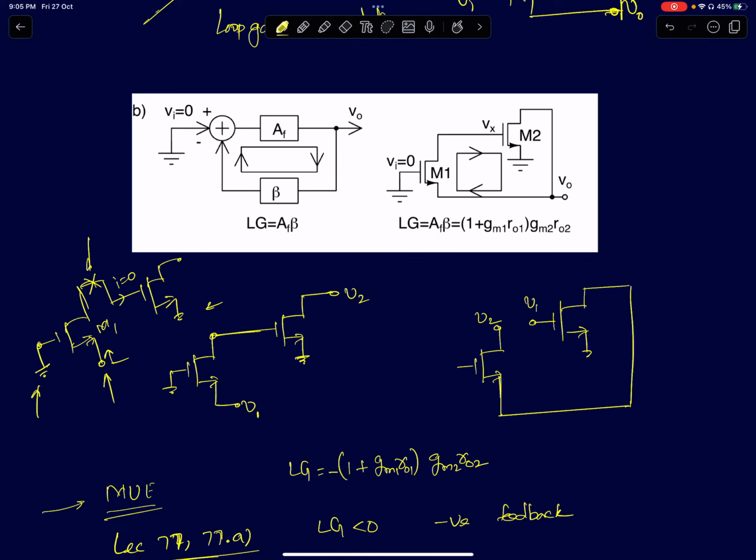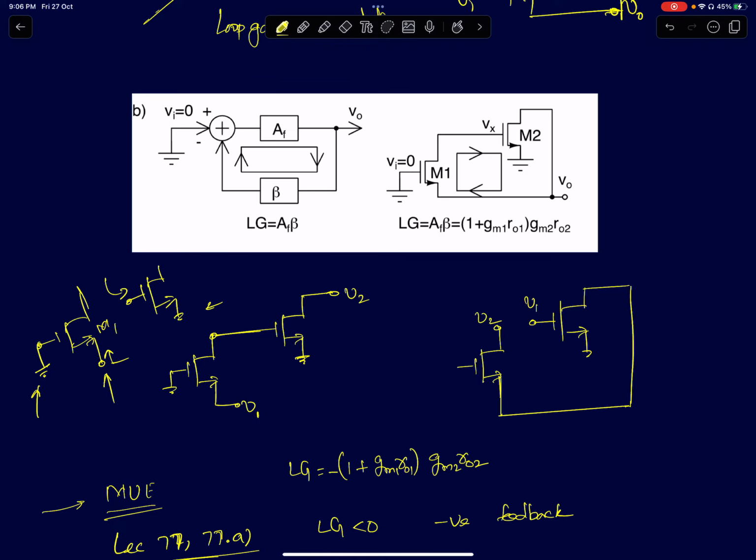Similarly, if you are breaking the loop at this node, the input impedance looking at this node will be infinity. So you don't have to worry about putting the right impedances when you break the loop, to ensure that the loop gain you calculate is accurate. So you can just break the loop at either of these 2 points and compute the loop gain.